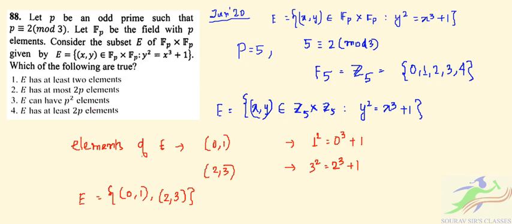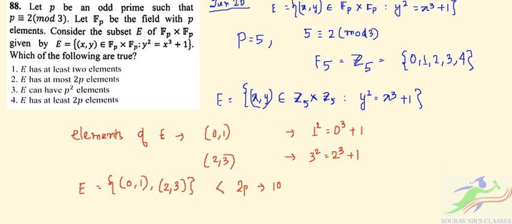Since E has two elements, let us consider option 4, that E has at least 2p elements. 2p means 10. So this number of elements is less than 2p, which is 10. So option 4 is incorrect, because E has only 2 elements in it. And option 2 is E has at most 2p elements, and E can have p square elements. So let's check option 4 is incorrect.